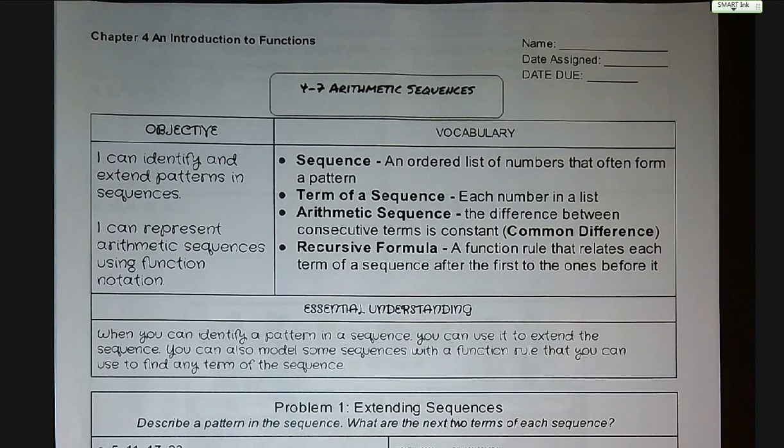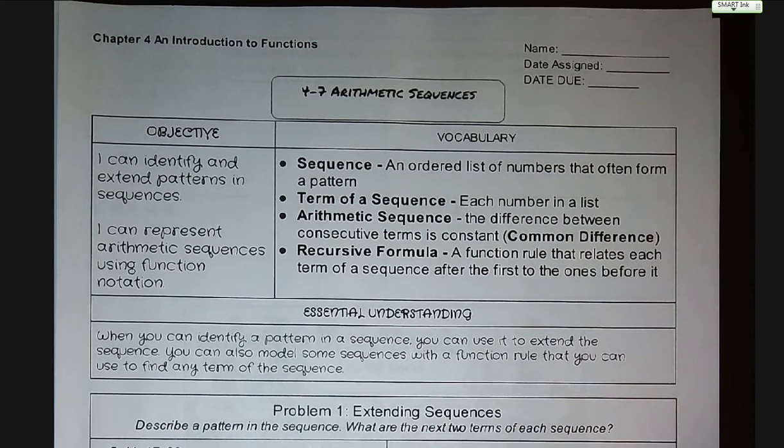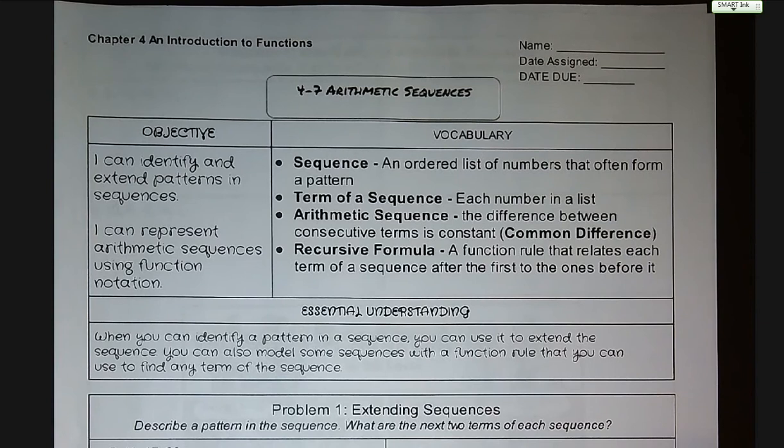Alright guys, today we are in Chapter 4. We are going to be doing an introduction to functions. This is 4.7, the Arithmetic Sequences.